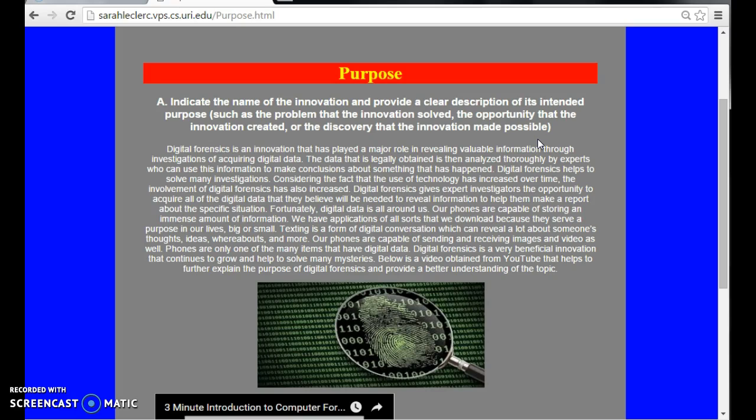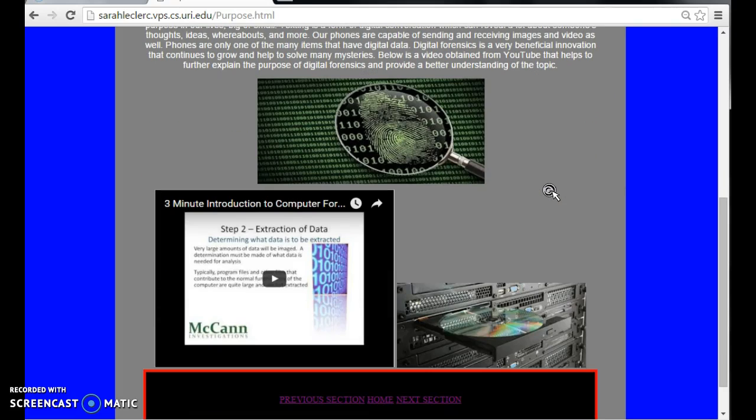Digital forensics is a very beneficial innovation that continues to grow and help to solve many mysteries. I have included a couple images on my page, as well as a YouTube video, which helps to further explain the purpose of digital forensics and provide a better understanding of it. The images I have included are just images extracted from Google that relate to my innovation.